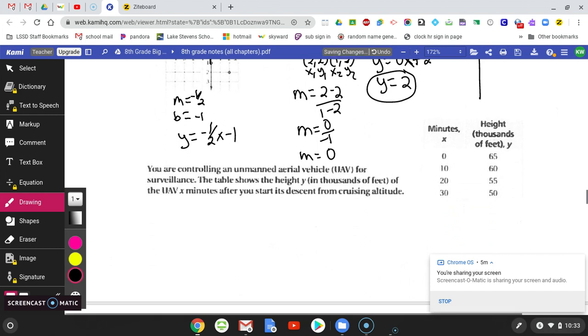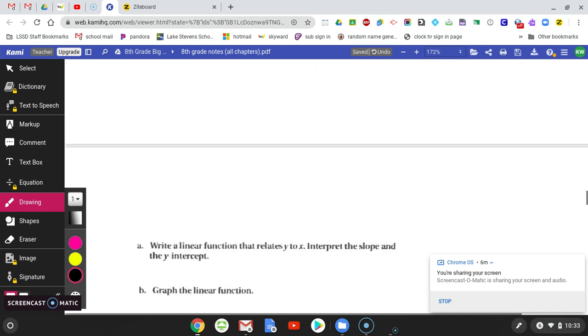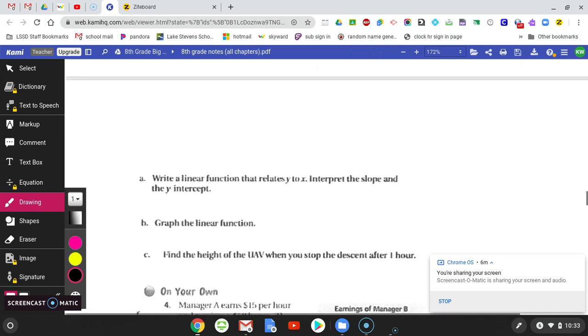All right. So next up, we have a word problem. It says you are controlling an unmanned aerial vehicle for surveillance. The table to the right shows the height in thousands of feet of the vehicle x minutes after you start its descent from cruising altitude. The questions are on the next page, so I'm going to scroll so you can see them, and then I'll go back up and show you.